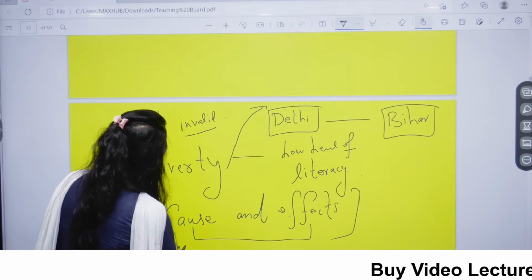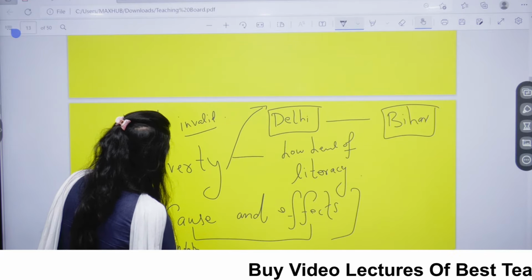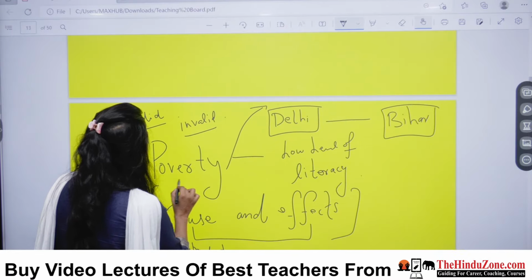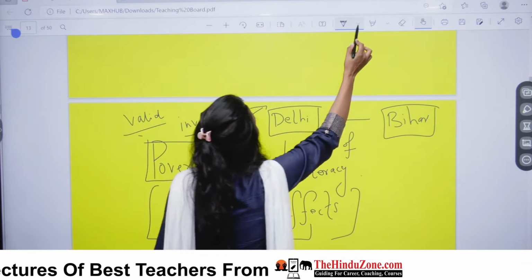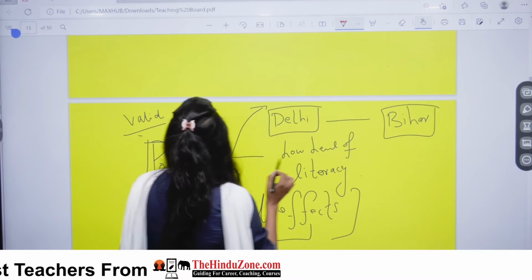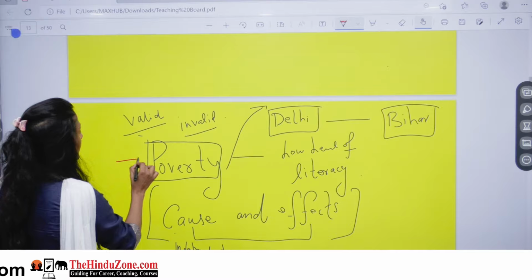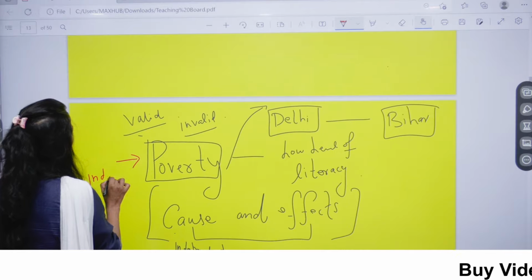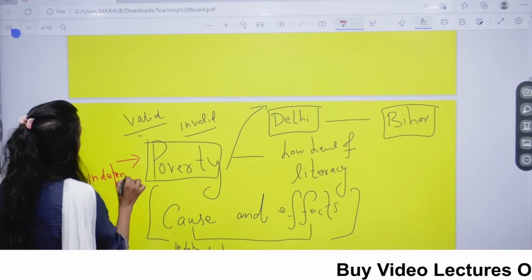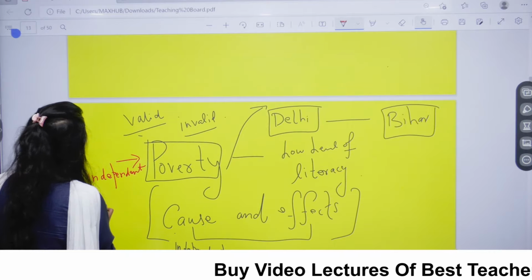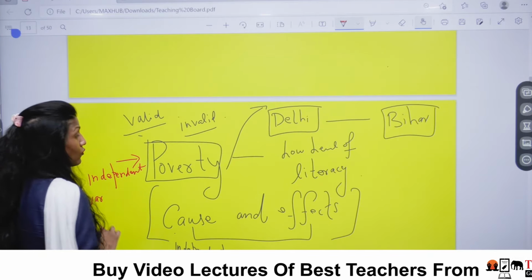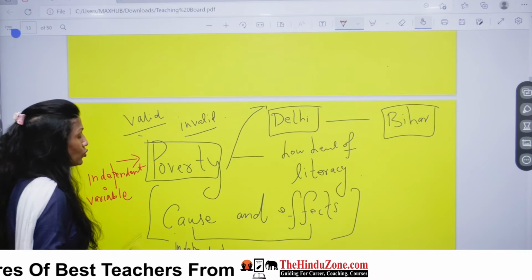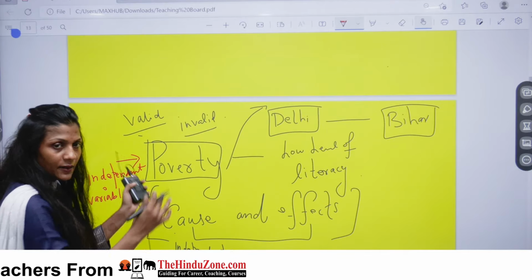This is independent, so poverty is independent, right? This poverty is the independent variable. You must be knowing this. So what are independent variables? Yesterday I explained. What is an independent variable? So it's poverty, it's a cause, the independent variable.